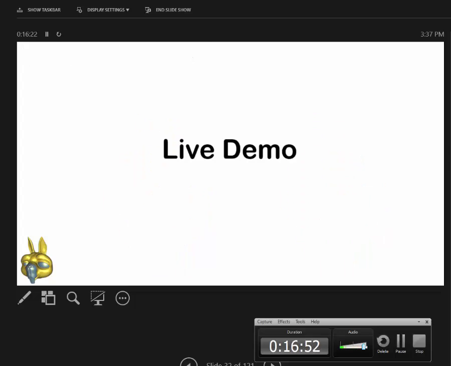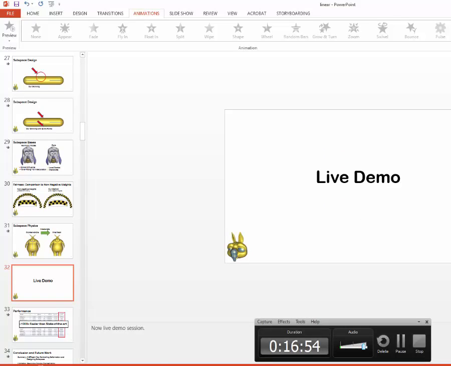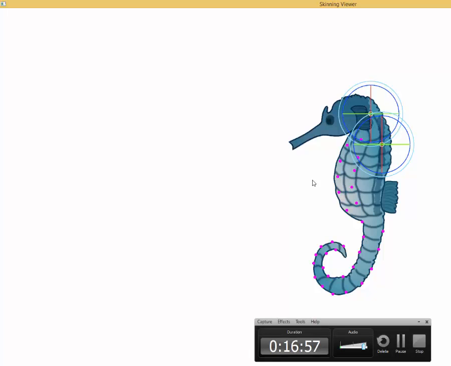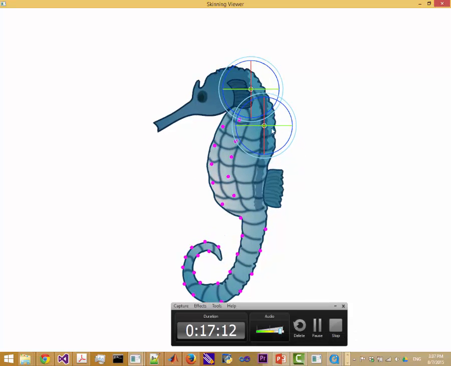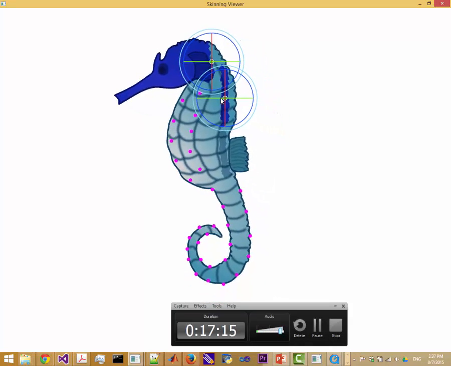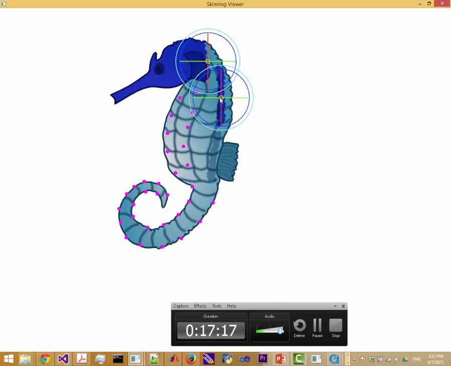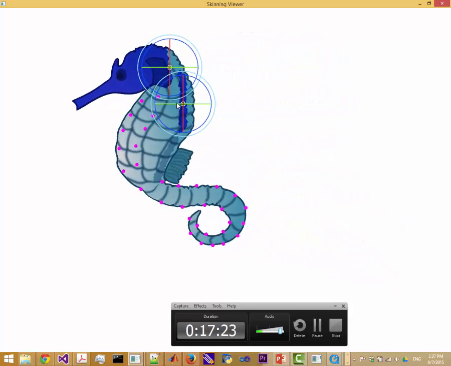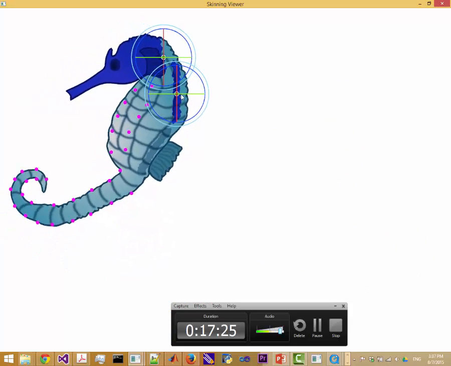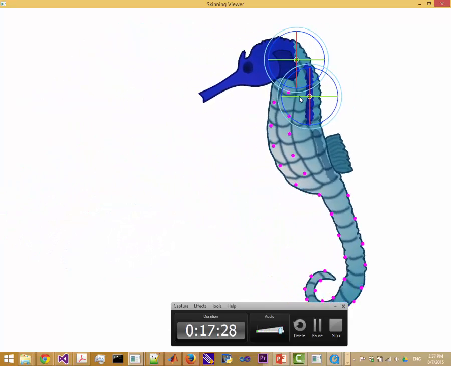Okay, now it's the live demo session. Oh, we can now see it. We have this nice seahorse. So basically you can see that there are some control regions and also some control points distributed on the belly and tail of the seahorse. So we can move it. You see that although we only have a few degrees of freedom, the deformation looks pretty real.